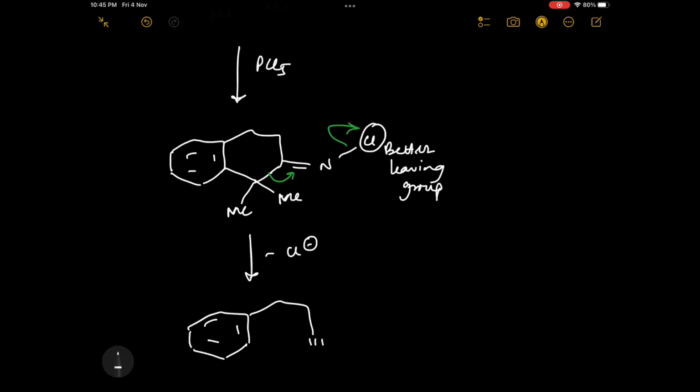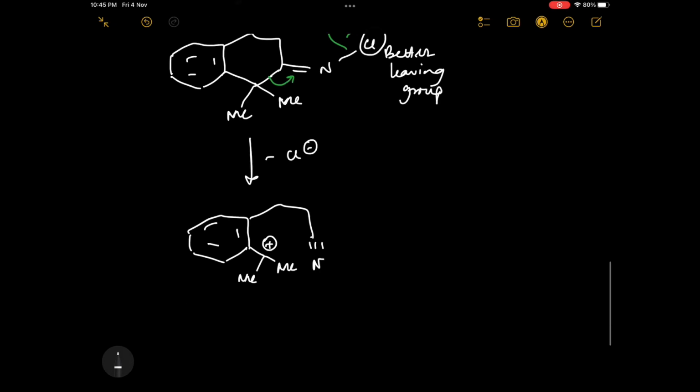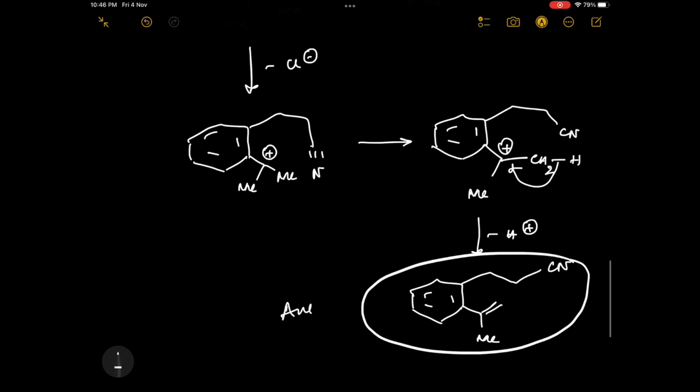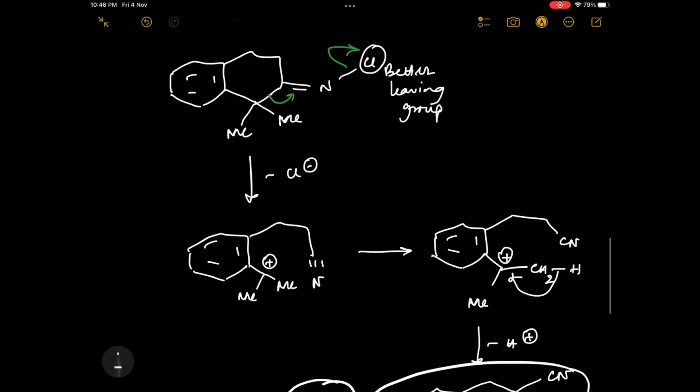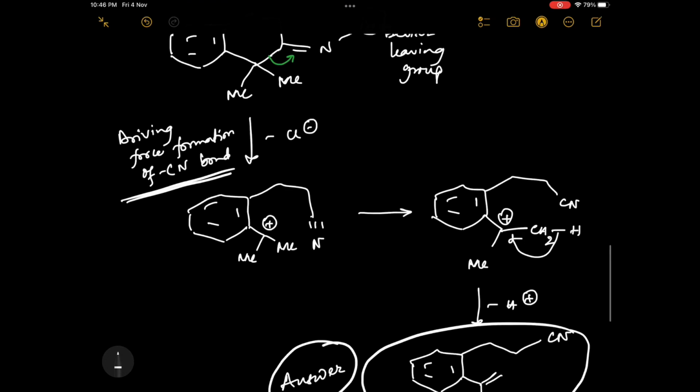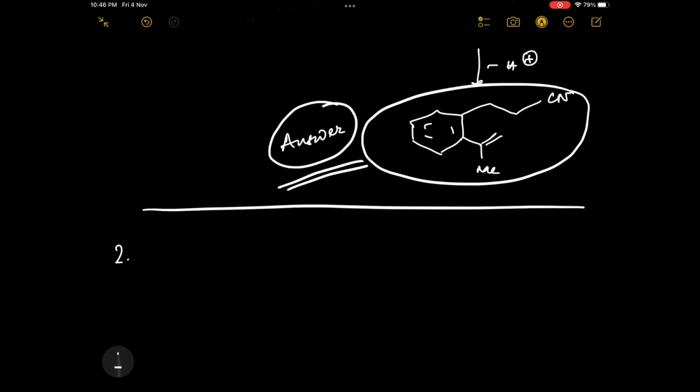The mechanism is Beckmann rearrangement type, and what we get here is that there are these two methyl groups, and that center becomes a carbocation, and we also get a C triple bond N. Now in the carbocation center, elimination happens, and this elimination gives rise to the olefin that is present. So then finally we get this product as the answer of this question. As you know, in this Beckmann rearrangement that is happening, the driving force is the formation of the C triple bond N bond. The C triple bond N is a very strong bond in the cyanide or the nitrile.